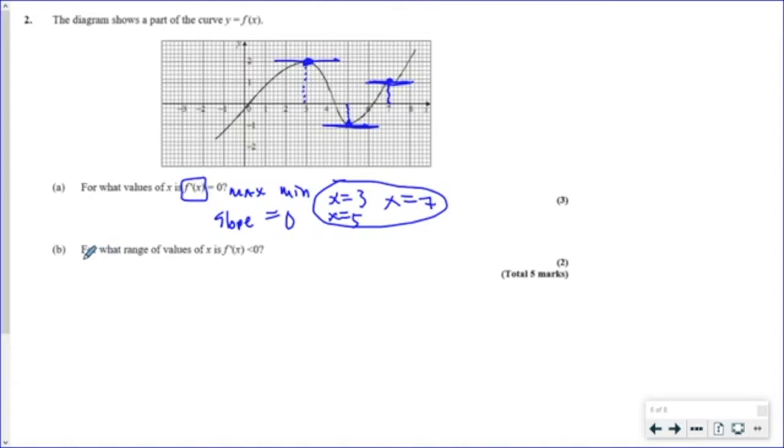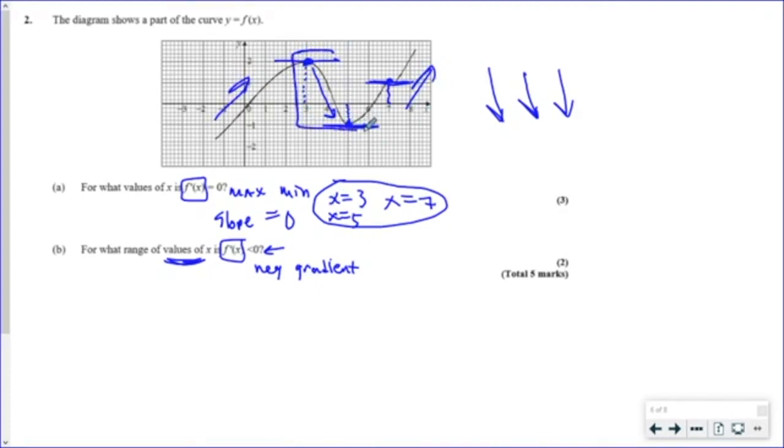Now here, it says, for what range of values of x is my derivative, that little apostrophe, less than 0? When is it negative? I want negative gradient. So here, I need to know when my graph is doing this, decreasing. That's decreasing, decreasing my bank account. So, okay, look, I'm decreasing here. Do I see decreasing anywhere else? No, it's positive increasing, positive increasing. So just at this part.